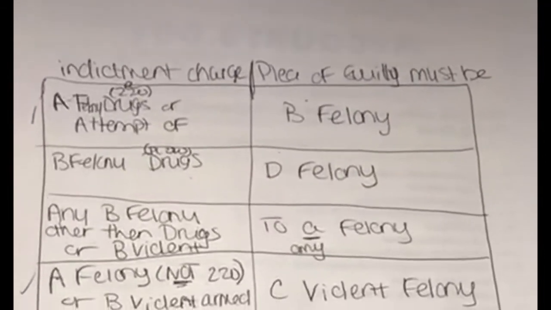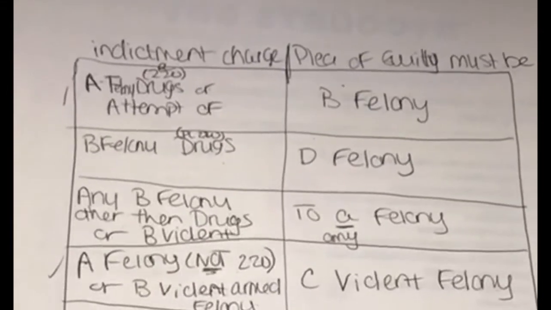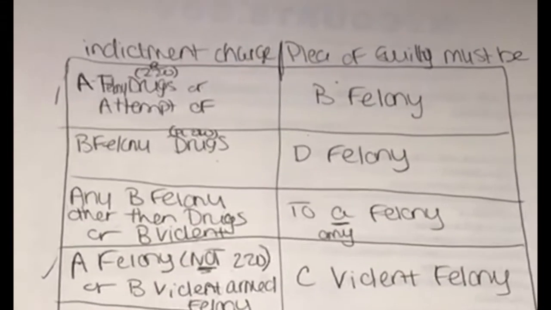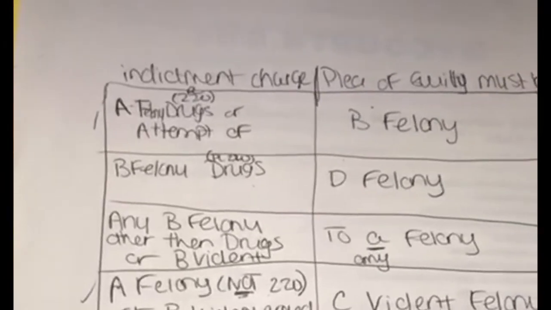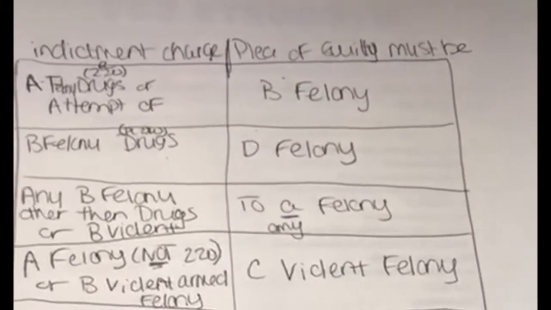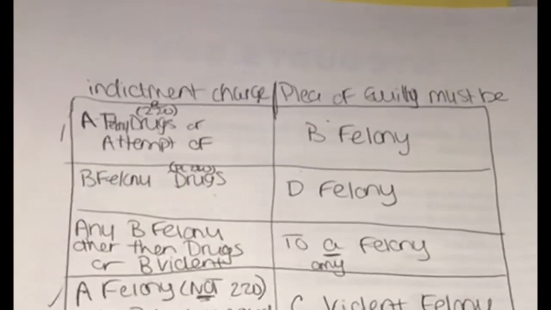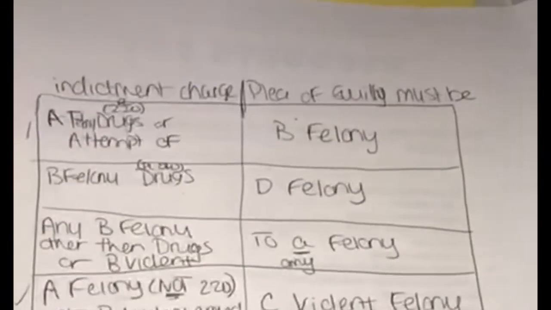This is CPL 220 allowable pleas. If the indictment charge is an A felony for drugs, or the attempt to commit an A felony for drugs, the plea must be or must include a B felony. If it's a B felony for drugs, the plea must be a D felony.